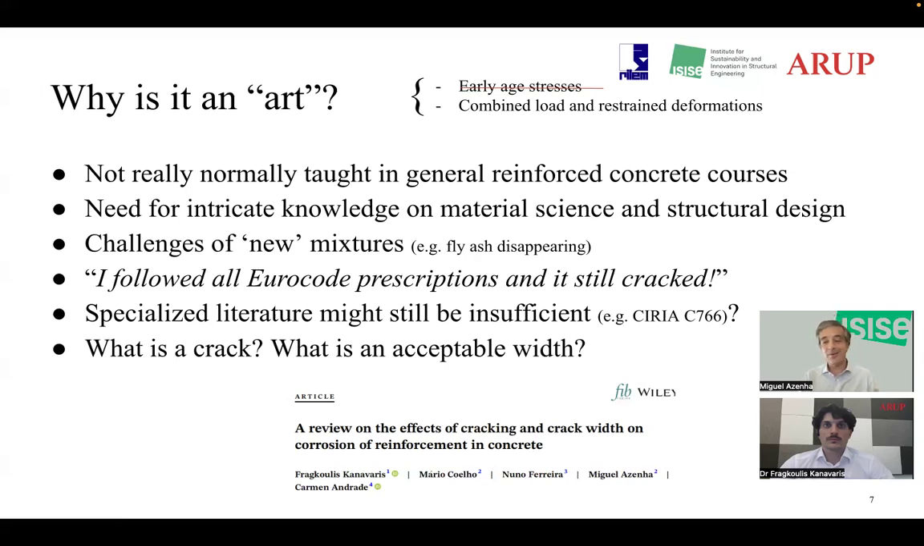And by new mixtures, I'm not speaking about recycled aggregates or such like. I'm speaking about the fact that many of our traditions that were very good in mitigating the proneness of cracking, such as the use of fly ash in our mixes, are disappearing for good reasons. We are no longer using, or at least we are trying to no longer use, coal to produce energy. And because of that, we will not have as much fly ash as we had before.